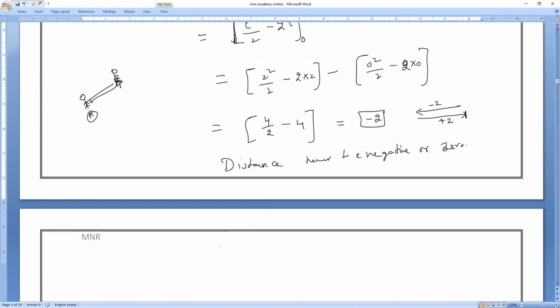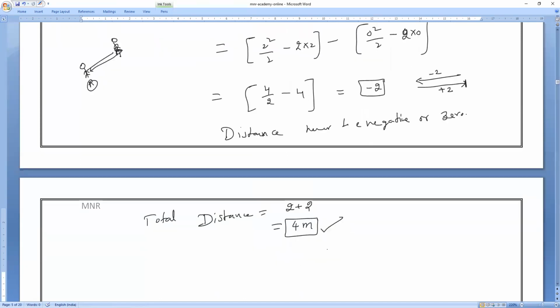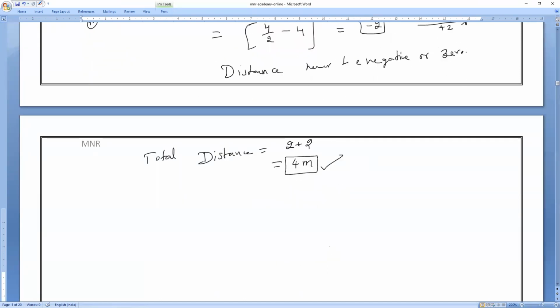So what is the total distance covered by him? Total distance is 2 plus 2, which is equal to how many meters? 4 meters. So the distance covered by him is 4 meters.